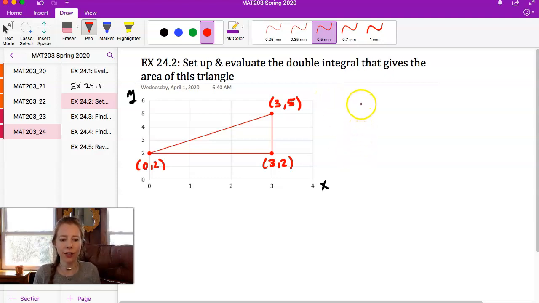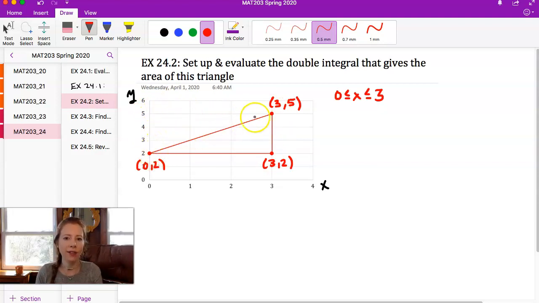Okay, so let's choose one to start with. Let's start with x. So in this case, 0 is going to be less than or equal to x, which is going to be less than or equal to 3. So you agree here, x is going from 0 to 3. But the thing is, if we just said that y was going from 2 to 5, that would give us a rectangle. And this is not a rectangle.